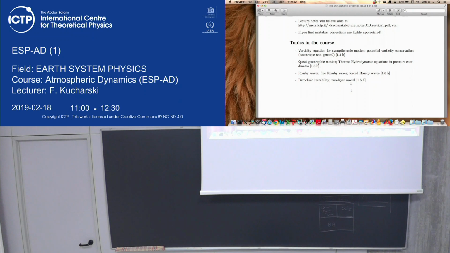atmospheric dynamics. Then we will discuss the most important extratropical waves, which are the Rossby waves, which govern the change of weather in the extratropics essentially. So we will derive their dispersion relationship. They can be free waves or forced waves. We can discuss both.